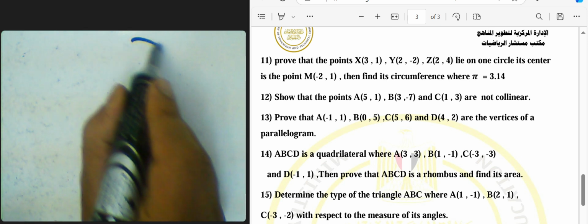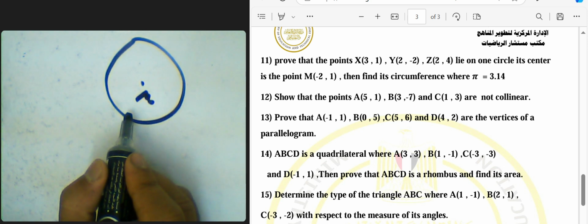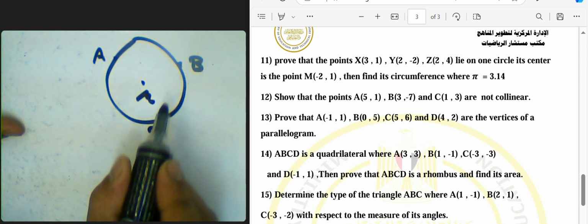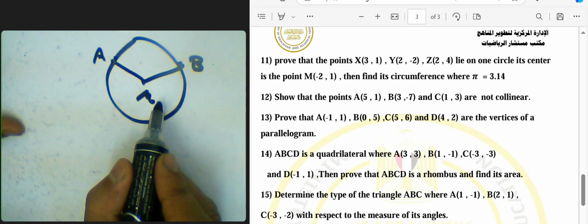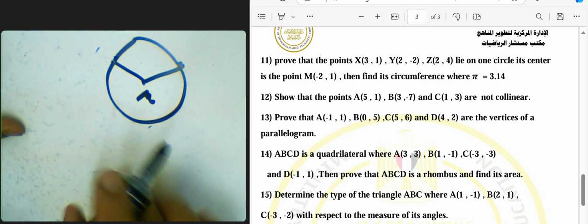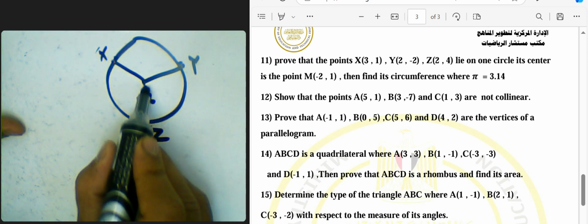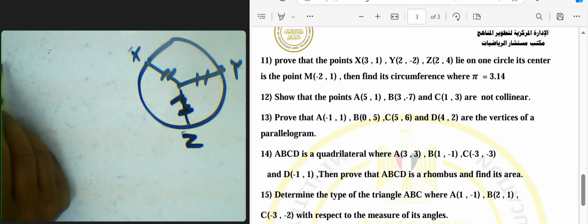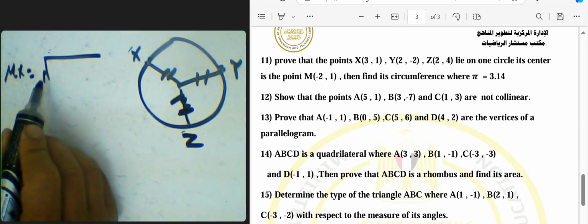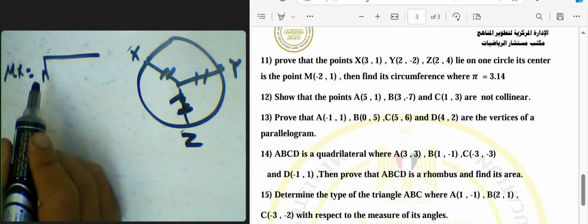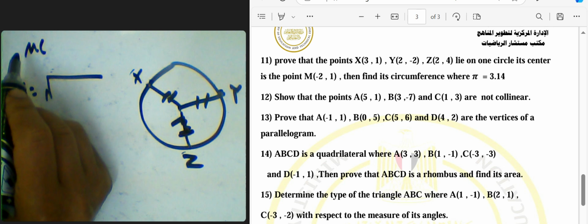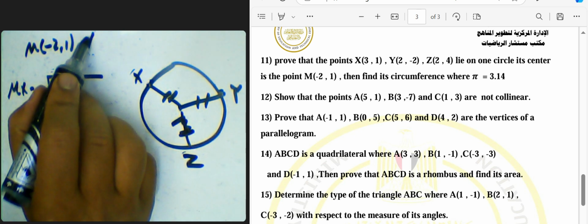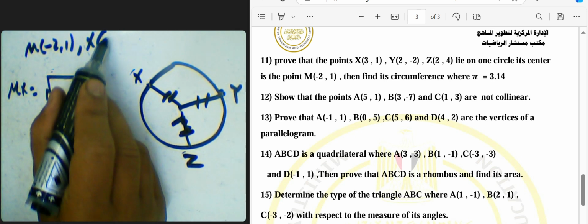So we have a circle here, the point here M, and we have points A and B and C. To prove that A and B and C, or XYZ, sorry, lie on the circle, we must prove that all sides are equal lengths. Then you must find the three lengths. First step, you can find MX. We have here, look with me, the point of M was (-2, 1). And point X was (3, 1).